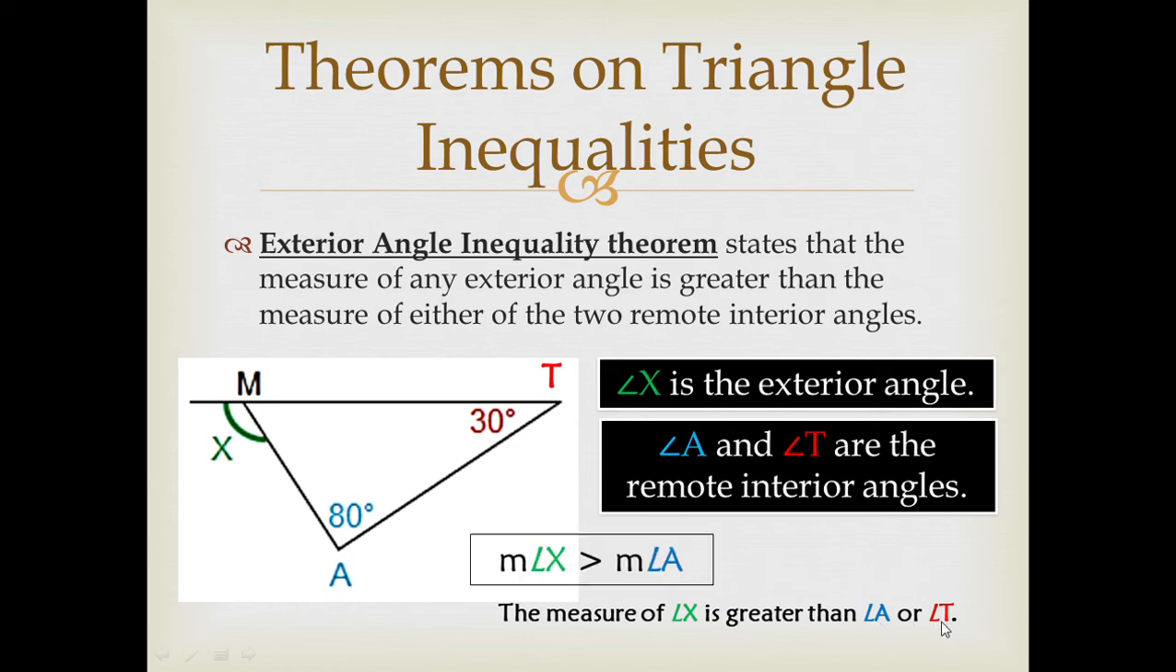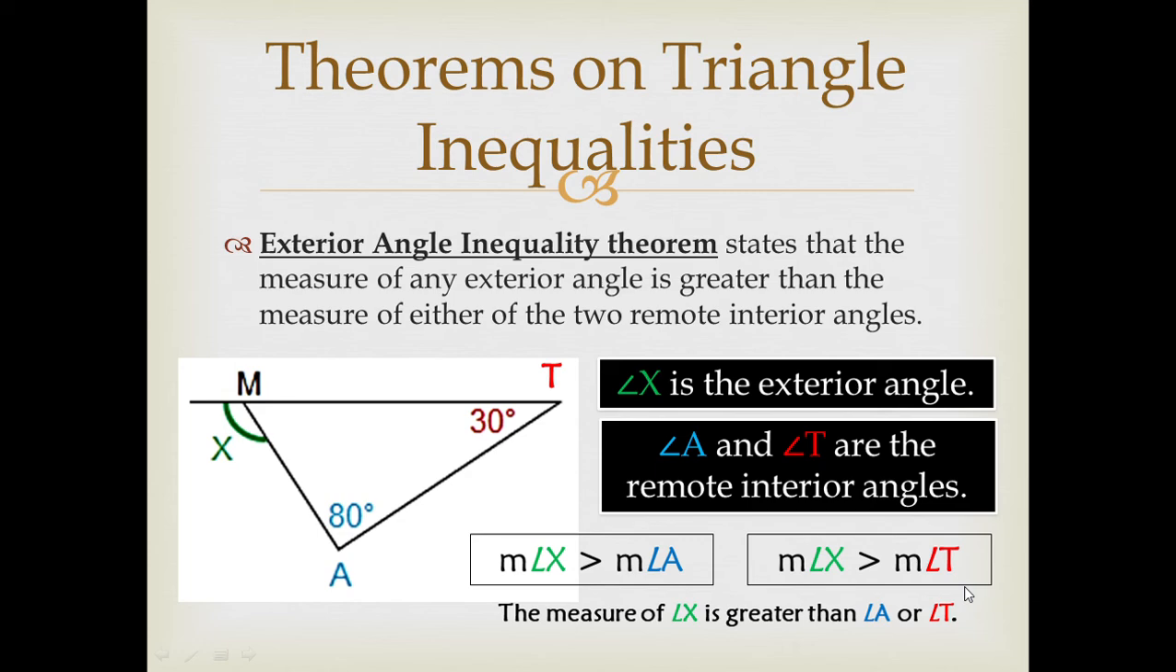So, in symbols, ganito po. Ang measure ni angle X or yung exterior ay greater than or mas malaki sa measure ni angle A. Another symbol for this is that the measure of angle X or the exterior is greater than the measure of the other remote interior angle, which is angle T.